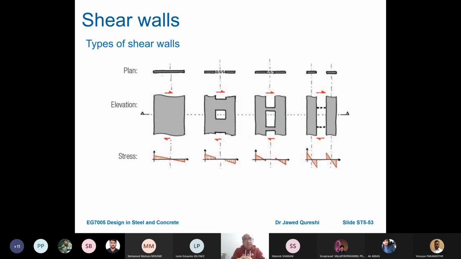Now the first one is a solid shear wall. The second one has got holes, and the third one has got bigger holes or space for doors. And the fourth one is a side by side shear wall. Again, stress patterns are given at the end.